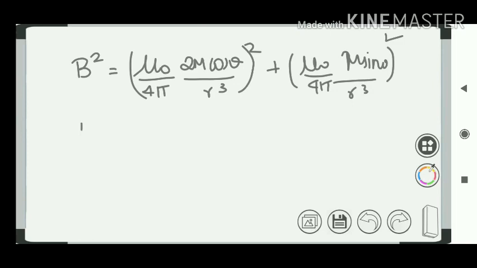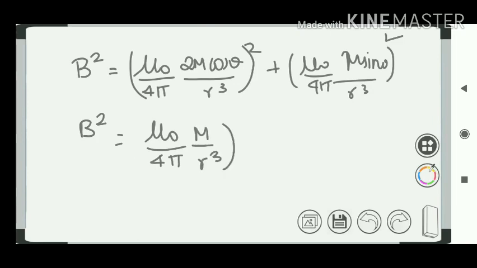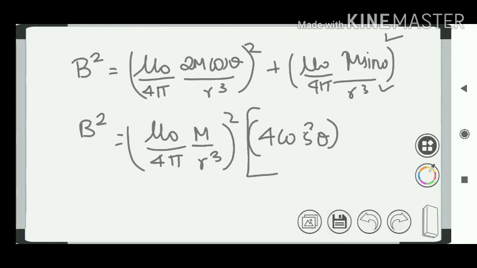So I can write B squared is equal to mu 0 by 4 pi m by r cube, which is common for both, whole square. And here 4 cos square theta, since it is 2 square. And from the other term, when mu 0 by 4 pi m by r cube goes off, there is only sine squared theta. So there is plus sine squared theta.